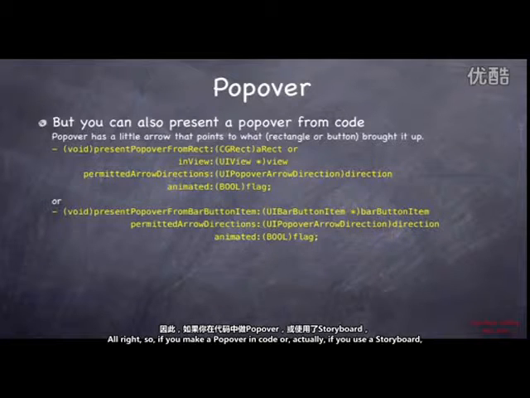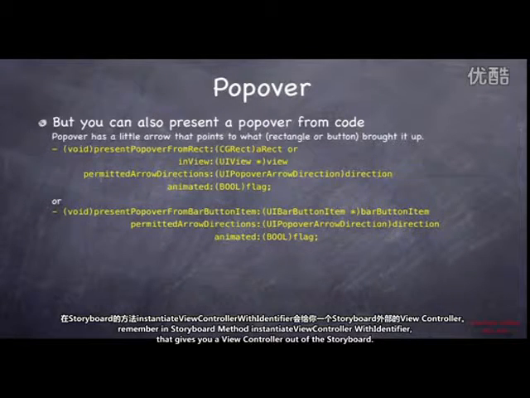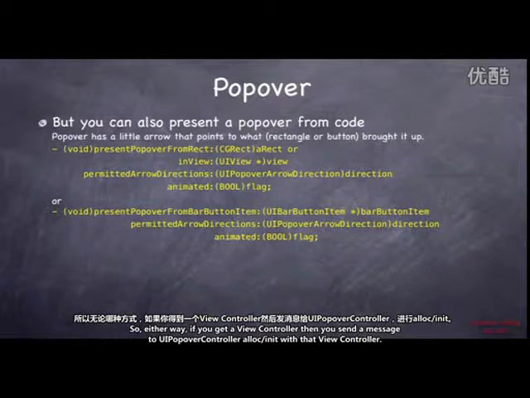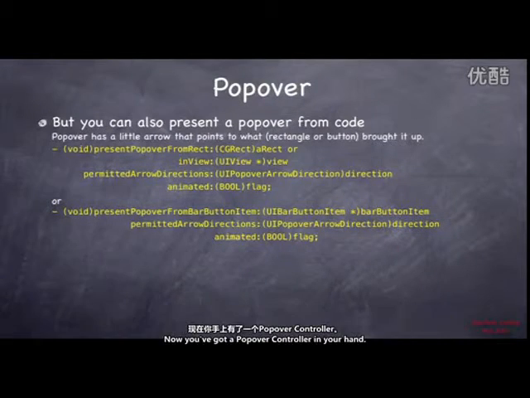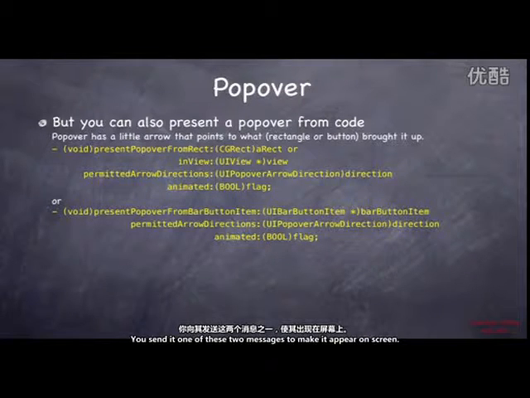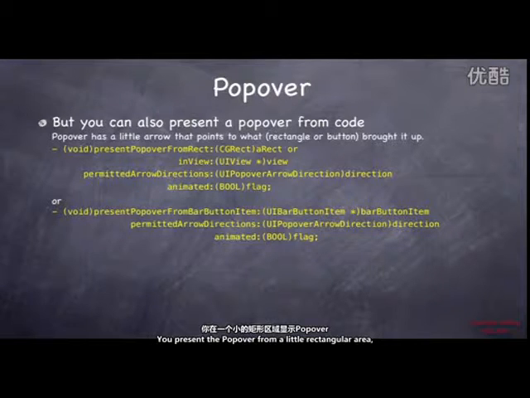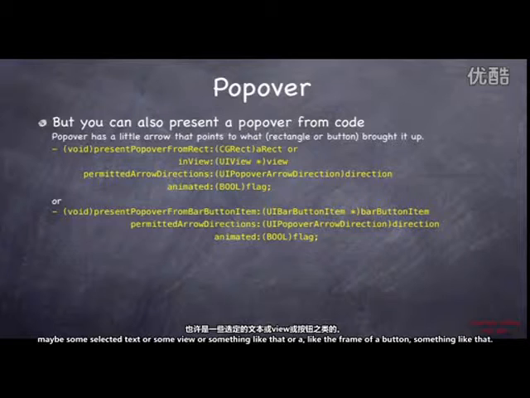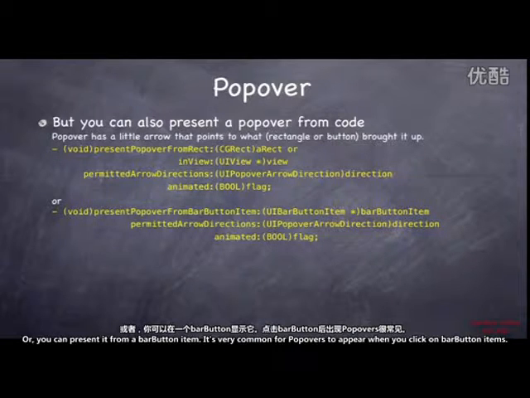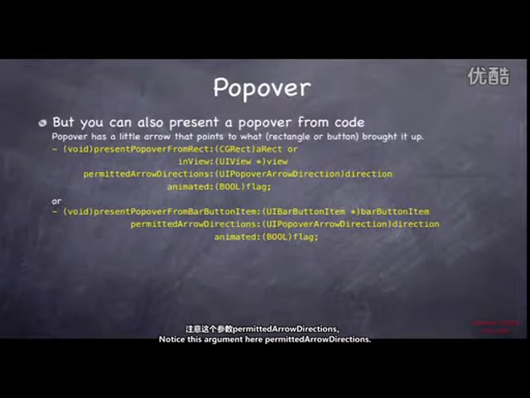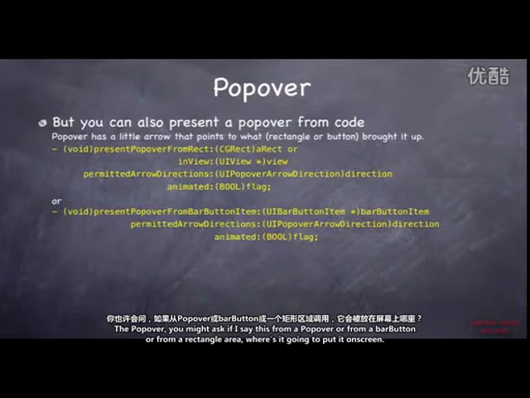All right, so if you make a popover in code, or actually if you use a storyboard, remember the storyboard method instantiateViewControllerWithIdentifier that gives you a view controller out of a storyboard. So either way, if you get a view controller, then you send a message to UIPopoverController, alloc init with that view controller. Now you've got a popover controller in your hand. You send it one of these two messages to make it appear on screen. This is if you don't use a segue. Okay? You can either present the popover from a little rectangular area, maybe some selected text or some view, or the frame of a button, something like that, or you can present it from a bar button item. It's very common for popovers to appear when you click on bar button items, so you just pass the bar button item. Notice this argument here, permitted arrow direction. You might ask, if I say this, from a bar button or from a rectangular area, where's it going to put it on screen?